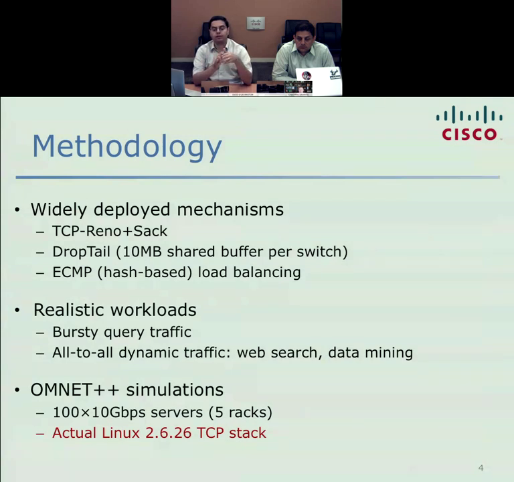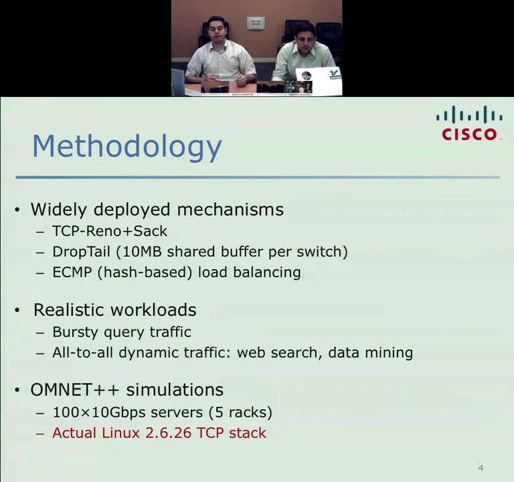And we looked at several realistic data center workloads that are inspired by measurements that have been done in actual production data centers. So these workloads have a mix of foreground query traffic, which, as I'll describe a little bit later, has a so-called incast traffic profile, as well as all-to-all communication between the servers of random dynamic traffic, which has realistic flow size distributions. And again, these have been done based on measurements in real data centers.